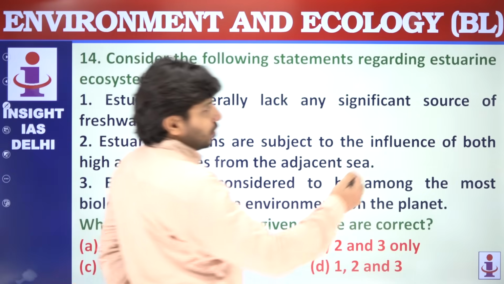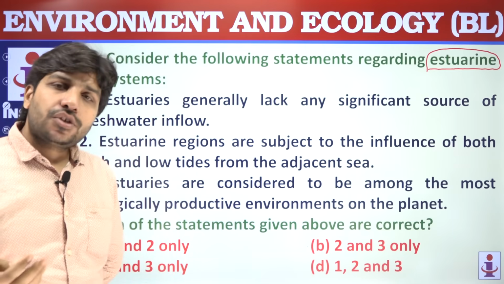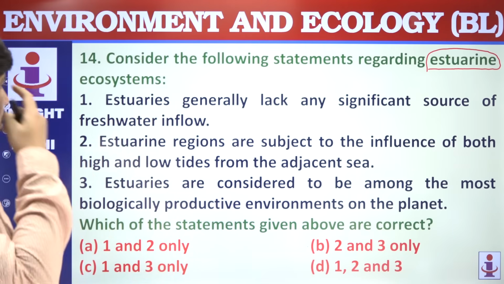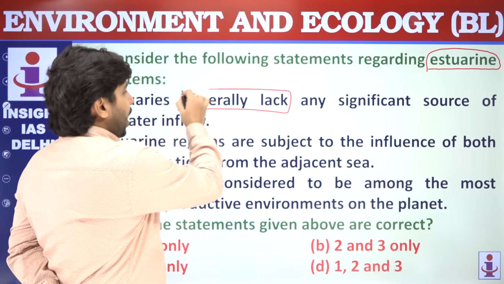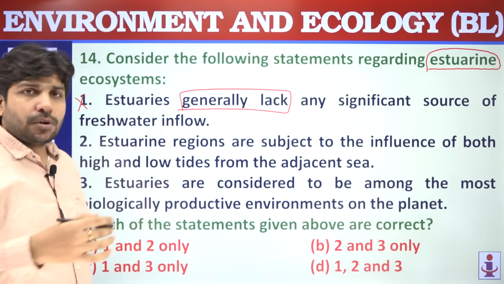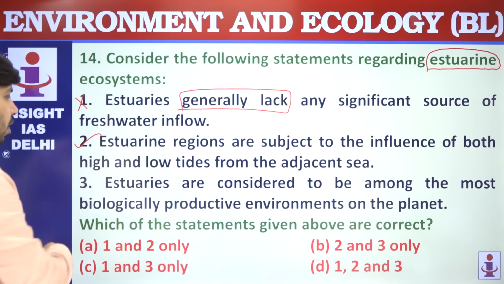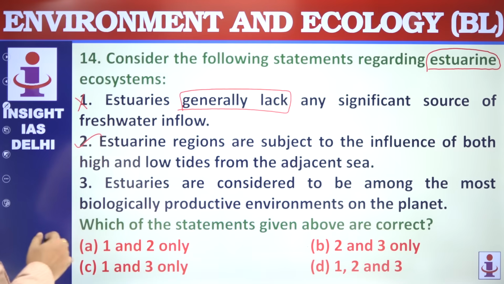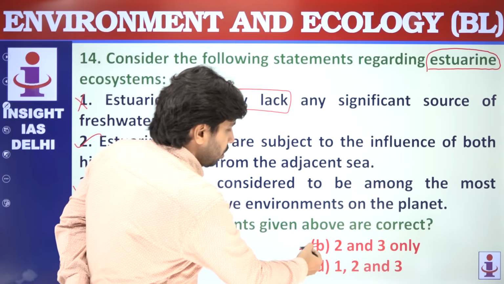Estuarine ecosystem, we just learnt about estuarine ecosystem, a kind of closed water body near coastal areas where fresh water mixes with the saline water. Estuaries generally lack any significant source of fresh water inflow. It is saying generally lack. No, it is not true. Generally there is a mix of fresh water. So statement 1 is not correct. Then we have estuarine regions are subject to the influence of both high and low tides. Correct. Estuaries are considered to be among the most biologically productive environments. This is also correct. 2 and 3 are correct. Option B will be your correct answer.